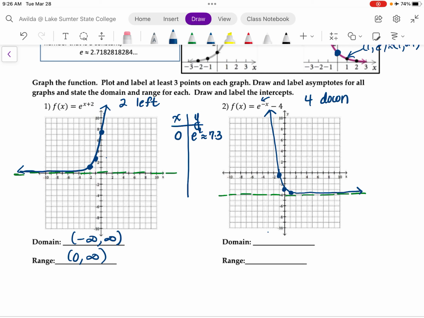So the domain here includes all real numbers, no restrictions on x, and the range now is going to go from -4 to positive infinity, with -4 not included.